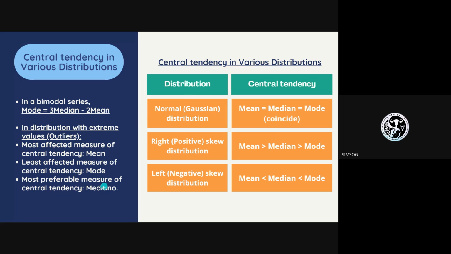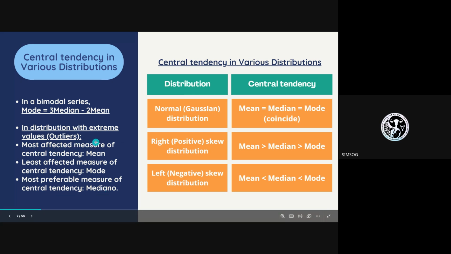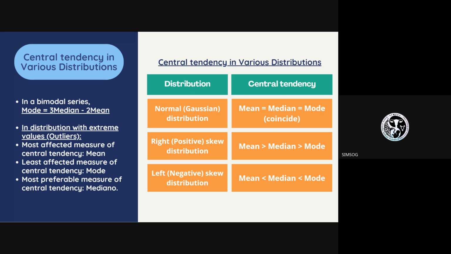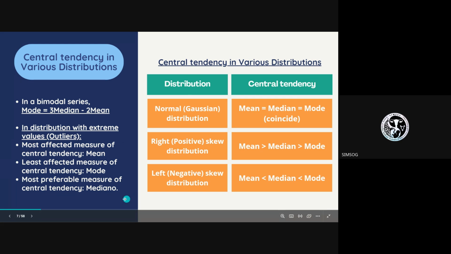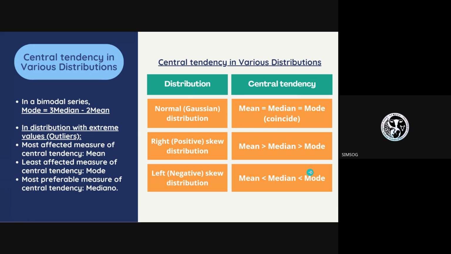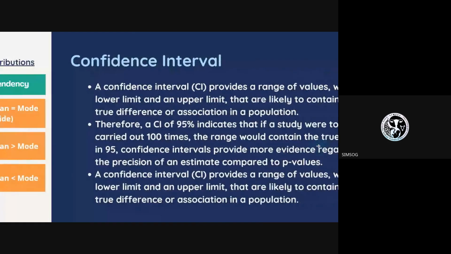But when there are extreme outliers, or when data is not normally distributed, my point, to recapitulate here, is that the most preferable measure of central tendency is the median. Along with the median, what you use for measures of dispersion are interquartile ranges, that is, the 25th percentile and the 75th percentile should be mentioned. Okay.